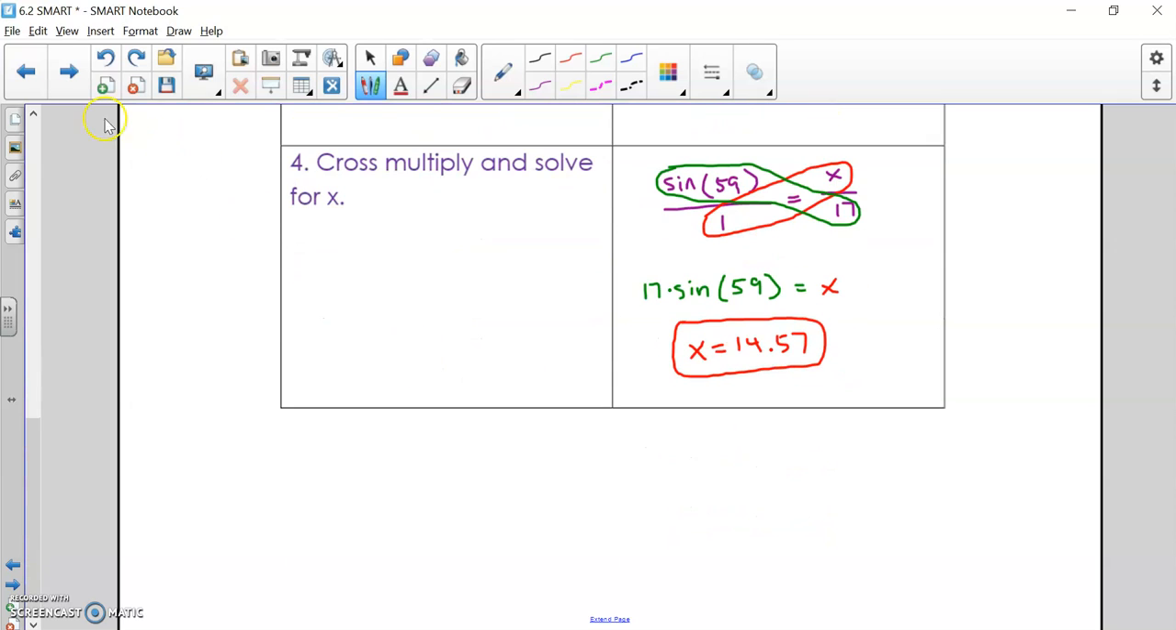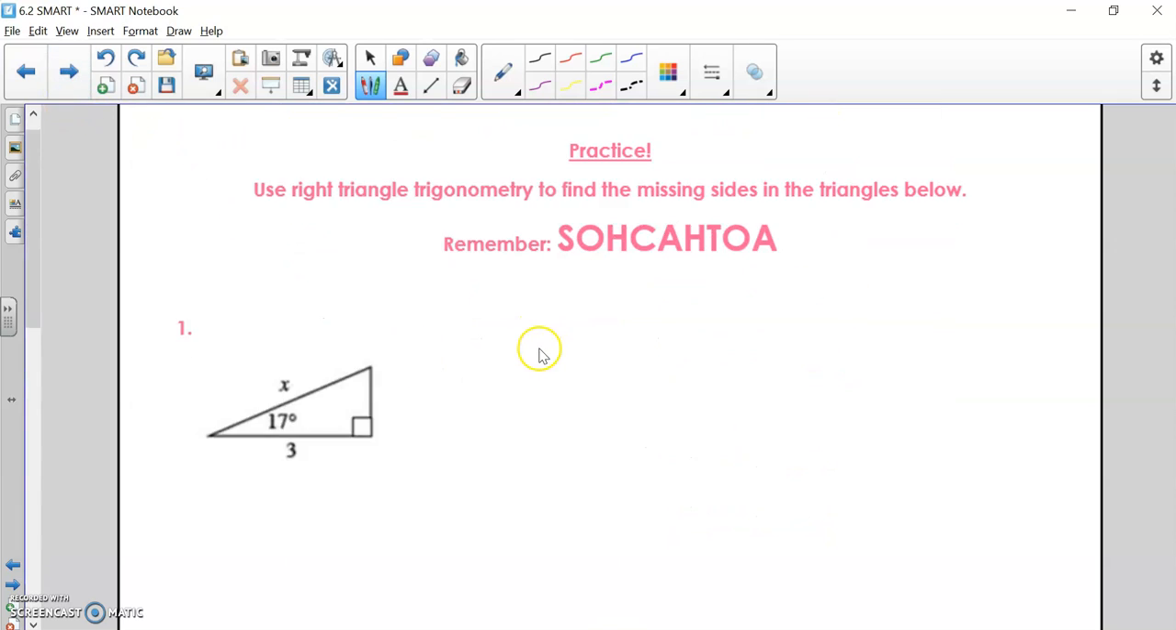All right, so let's move on to some more practice problems. There's 3 here for you. And I'm just going to write our SOHCAHTOA thing in that other way because that's pretty popular.